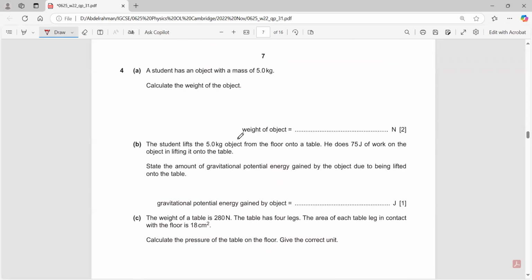Can I find the weight of the object? Yes, I can find the weight of the object. Weight equals mg. So weight equals m times g. The mass is 5 kilograms and the g is 9.8. 5 times 9.8 is 49 newtons.